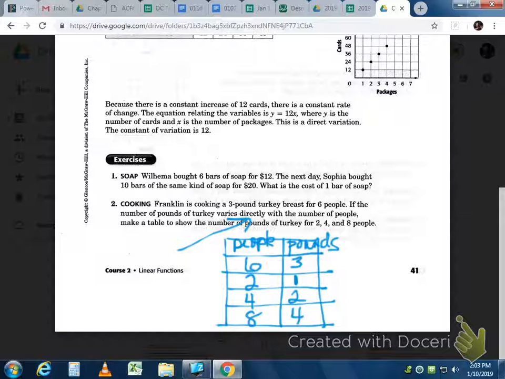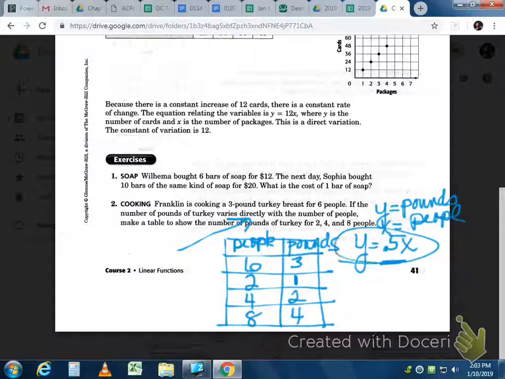So the pounds, let's say y is the pounds, and x is the people. What is that variation, constant of variation? What do we do times the number of people to get the pounds of turkey, Mason? 0.5. And that would be your direct variation relationship, 0.5. Yeah, Liam. So for one of these, you would write down the table and then y equals 0.5x. Yep, that is exactly right. Questions? Any other questions?